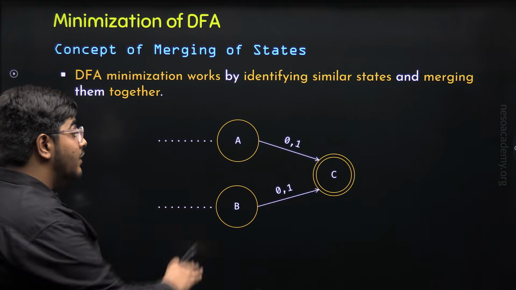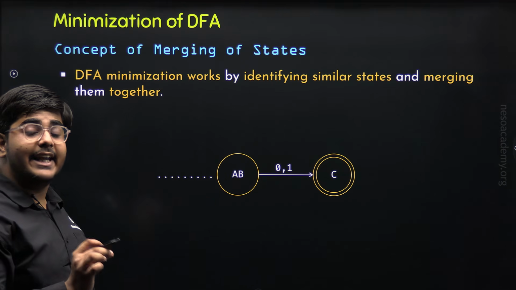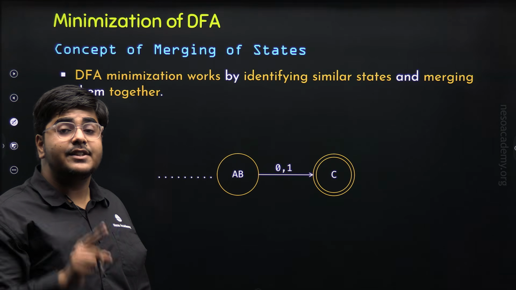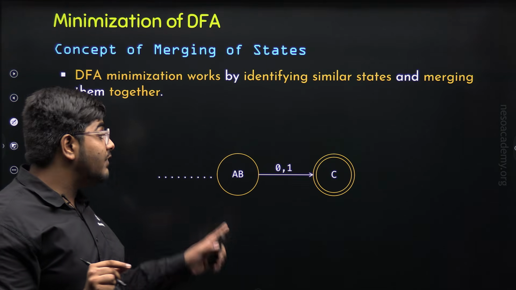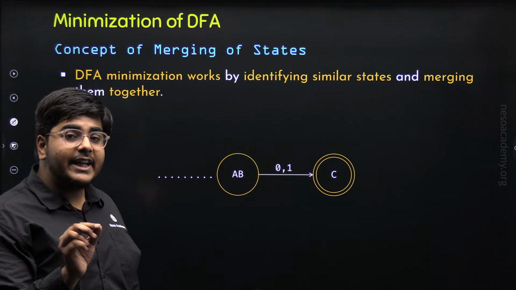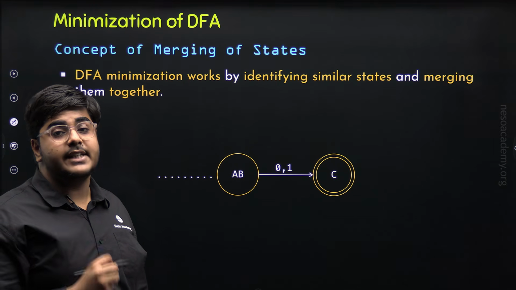And that is why we can merge these 2 states to form a single state called AB. In this way, we have reduced the total number of states by 1. Initially, there were 2 states, and now there is only a single state. In this way, DFA minimization actually works by merging the states together.